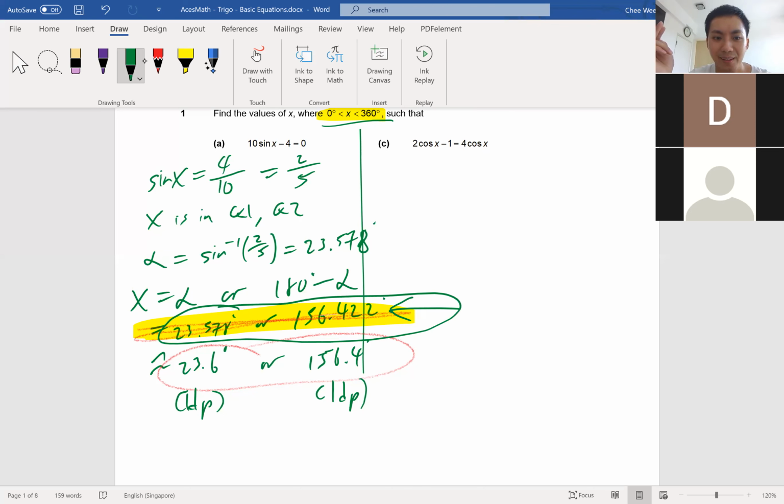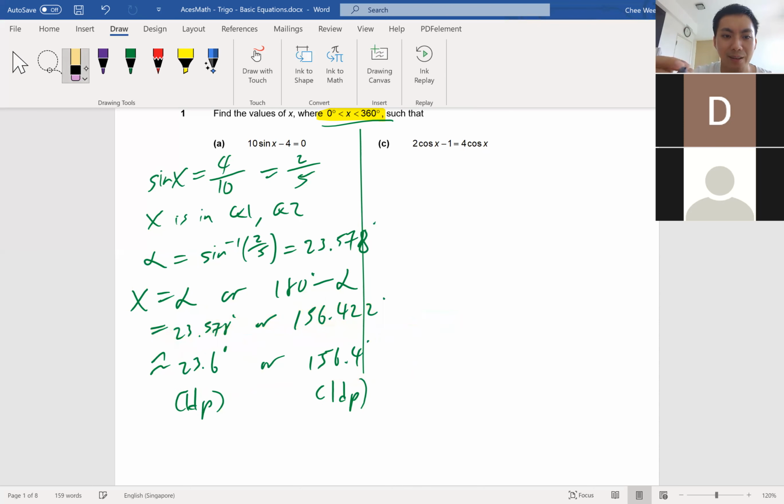Get it? So 23.6 and 156.4 are the final answers to this part of the question, but they are not the numbers that you should be using to actually solve subsequent parts of the question. Get it? Because if you do that, there's a compounded rounding off, and you are losing level of accuracy in every subsequent step.